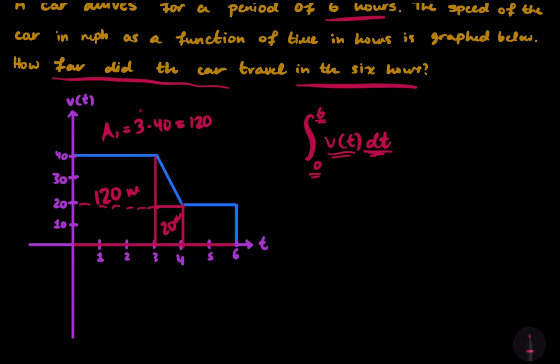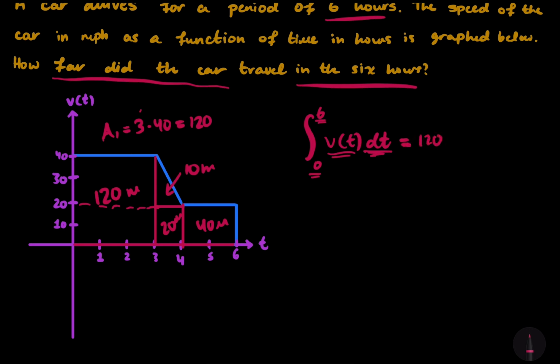This is going to be 10 meters, or miles rather. And then finally, this last little piece of area over here, from t equals 4 to t equals 6, again we have a height of 20 and a base of 2 this time. And so 2 times 20 is 40, and we end up with each individual area. So the total area is going to be equal to 120.